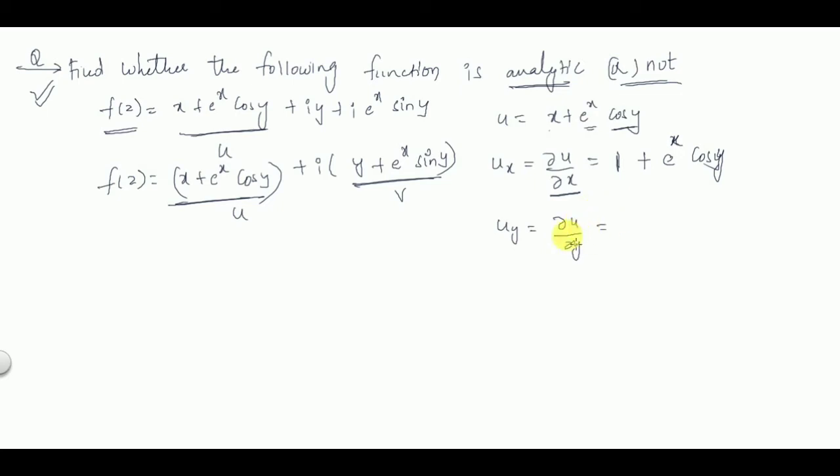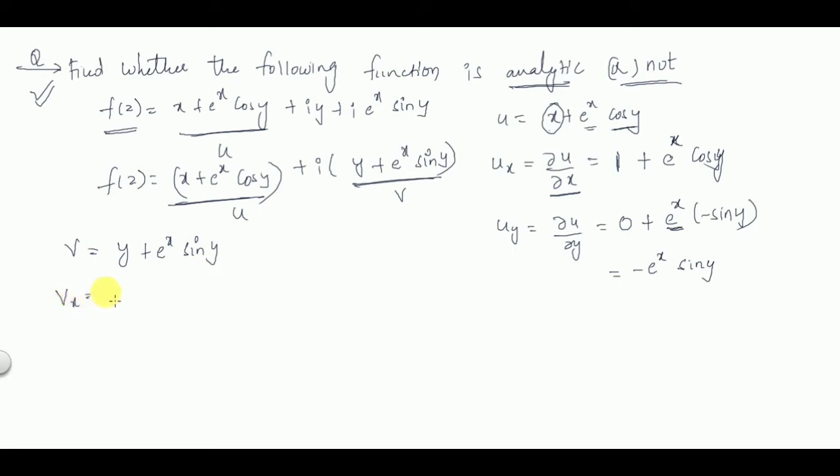Similarly uy, dou u by dou y. When you are doing with respect to y, treat x as constant. So this term contains only x, so the differentiation is 0. Plus e power x is a term which contains x, so it is taken as constant. And the differentiation of cos y is minus sin y, so it will be minus e power x into sin y.